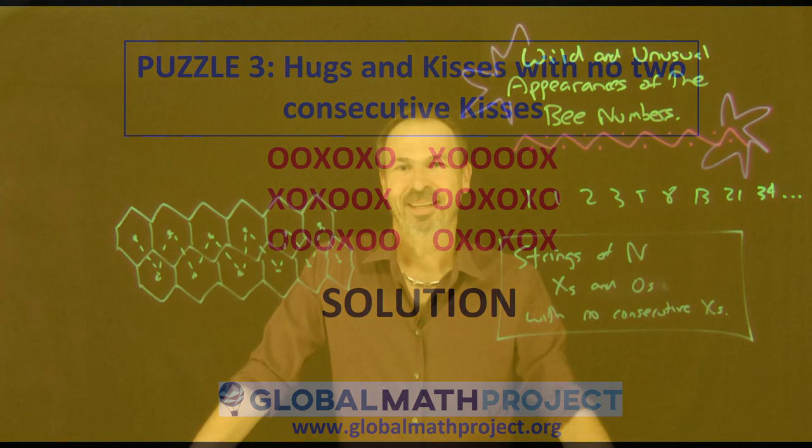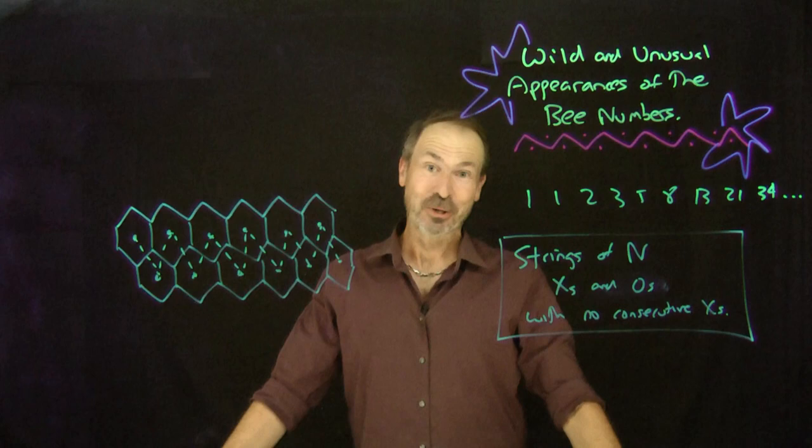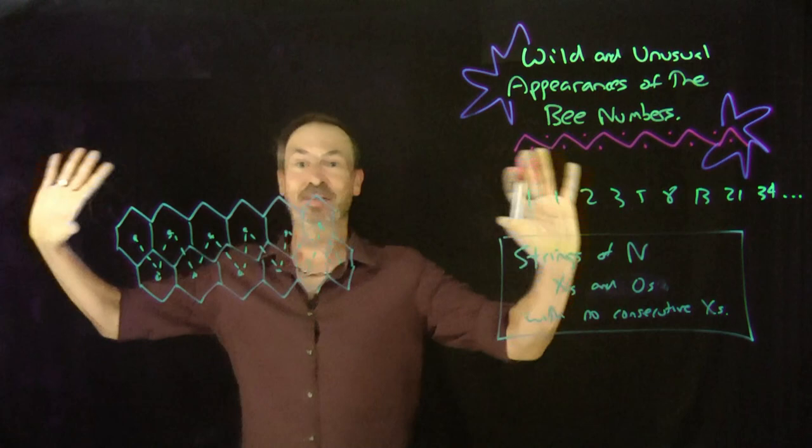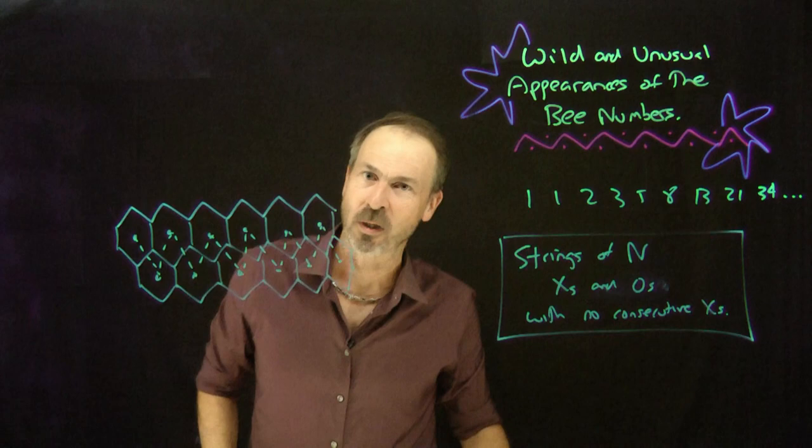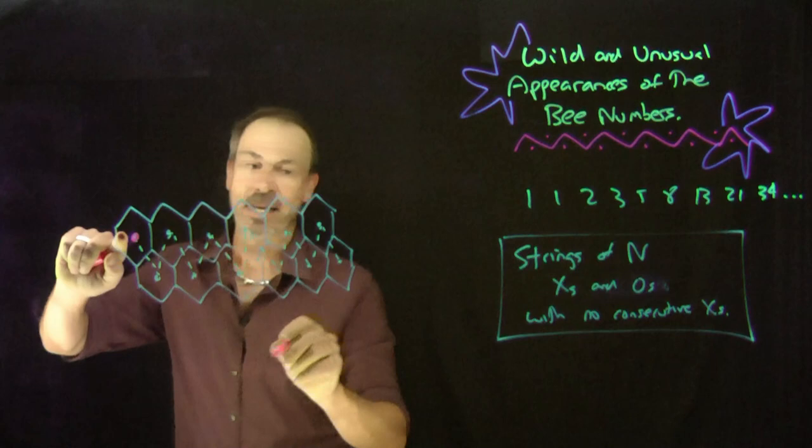Okay, puzzle number 3. The number of ways to write a string of n X's and O's avoiding two consecutive X's. Again, it's path counting. So here I've got some cells, two rows of a honeycomb. And this time I'm going to really focus on the zigzag and how I usually count the cells along these two rows. Any path, I claim, matches a sequence of X's and O's if I give the X's and O's special meaning. For example, I could have a path that starts at the beginning and ends over here. Maybe a path is like this.